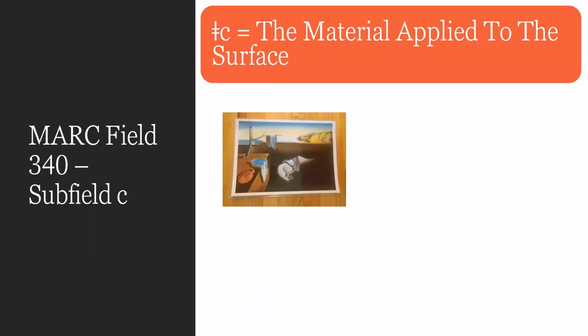And that brings us to subfield C, which is the material applied to the surface, which is just the physical substance applied to the material base. And this can also apply to a variety of 3D objects and realia. If a material has been applied to the surface of the item, you can record it here. For example, if cataloging an original painting, you could use acrylic paint or oil paint, depending on what the artist used. Salvador Dali used oil paint to paint the original Persistence of Memory painting. So if we're cataloging the original, we would use oil paint.